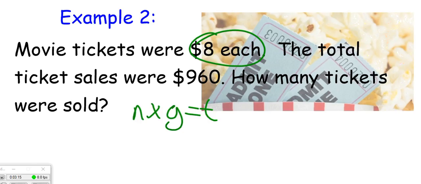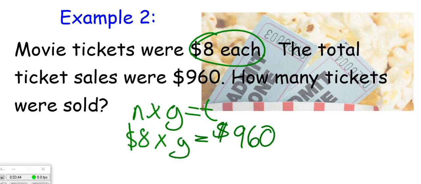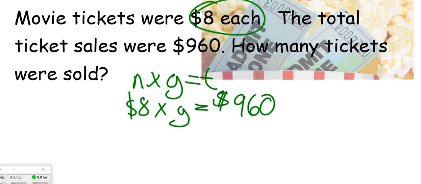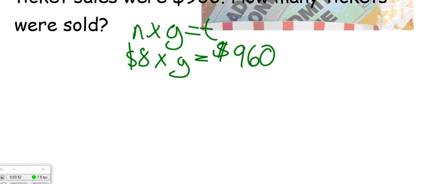Hopefully as you think about that, you're either talking to the computer or talking in your head. Maybe your mom, dad, or someone sitting next to you is giving you looks because you just said, $8 is the N. If you didn't say that, okay, I understand. But $8 is definitely the N. And the G, the number of groups, we don't know. We don't know the number of tickets that were sold. So that's our unknown, but we do know how much money was made as a total. So we get 960 as our total.